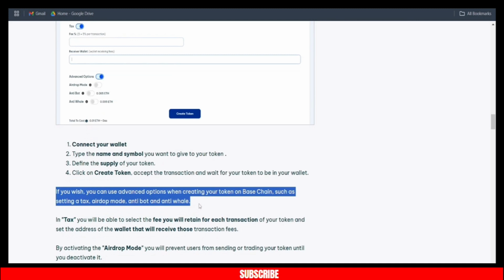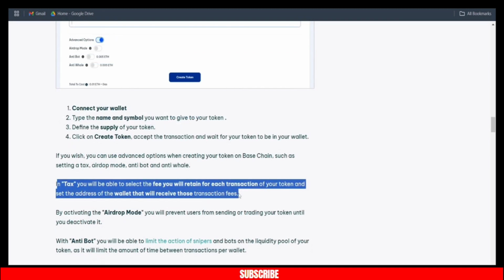You will prevent users from sending or trading your token until you deactivate it, with anti-bot. You will be able to limit the action of snipers and bots on the liquidity pool of your token, as it will limit the amount of time between transactions per wallet.